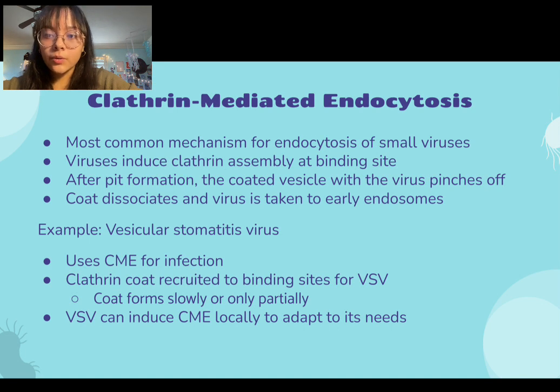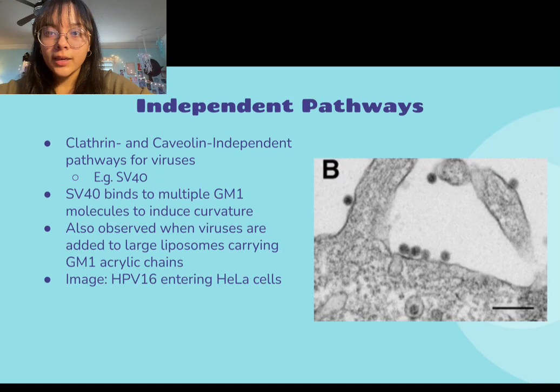The clathrin coat is recruited to binding sites for VSV, but because of its bullet shape and large size, the clathrin vesicles form slowly, with some even only managing a partial coat. Viruses like VSV can induce CME locally and adapt it to their needs. Clathrin and caveolin independent pathways exist also for some viruses, like SV40.